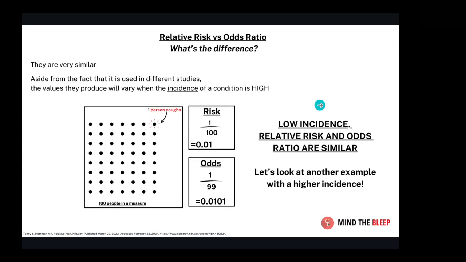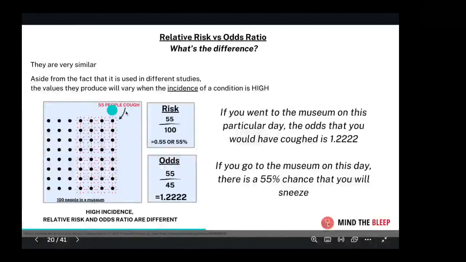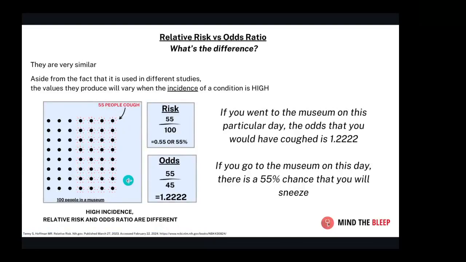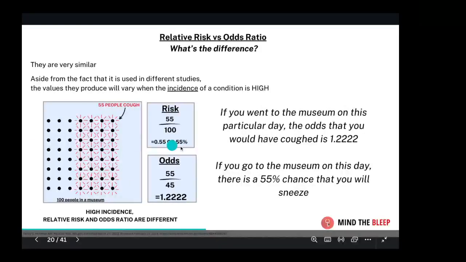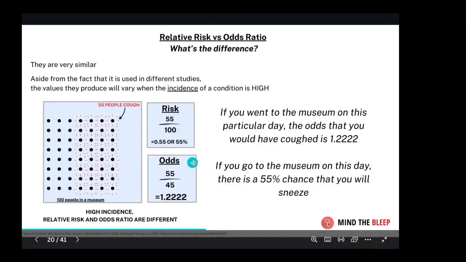But let's change it up a little bit. Same scenario, you're in a museum on a given day, there's 100 people, and as opposed to just one person coughing, 55 people cough. So the risk of someone coughing is 55 over 100, or 55%. The odds is 100 people minus 55, you get 45. So the odds are 55 over 45, or 1.22222.